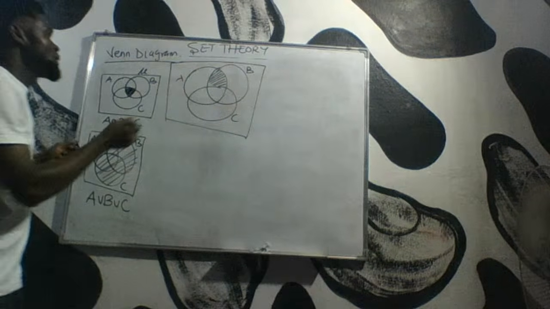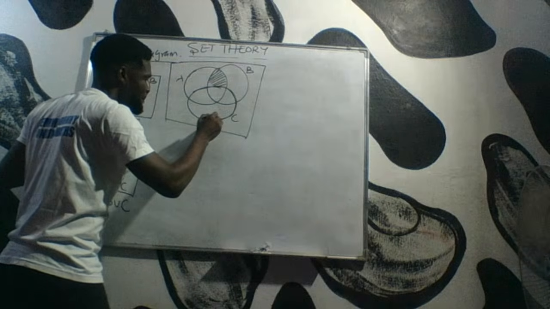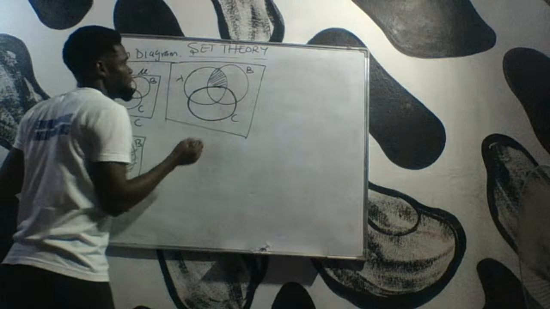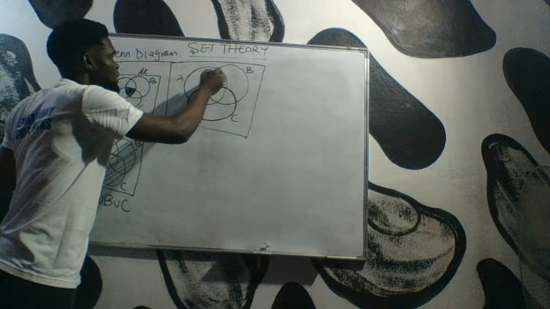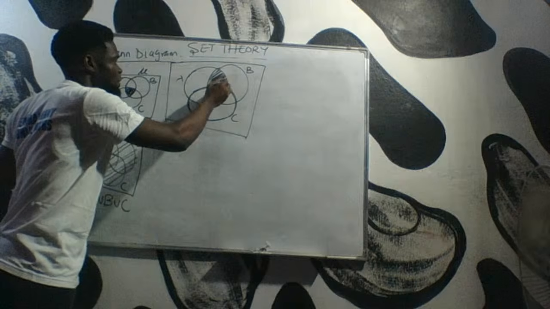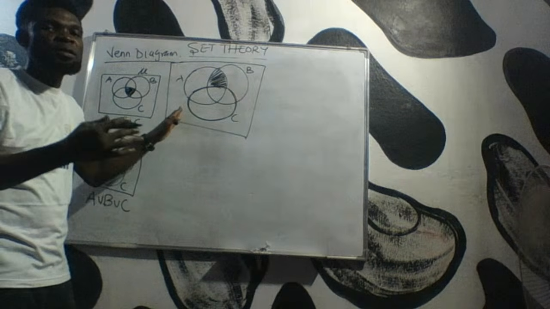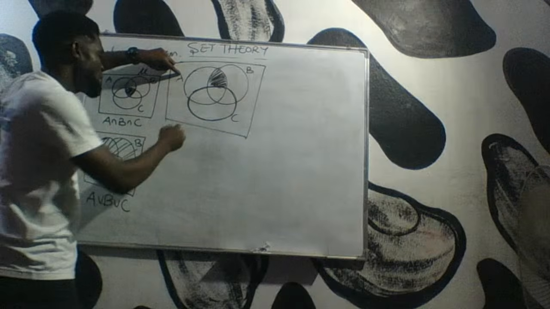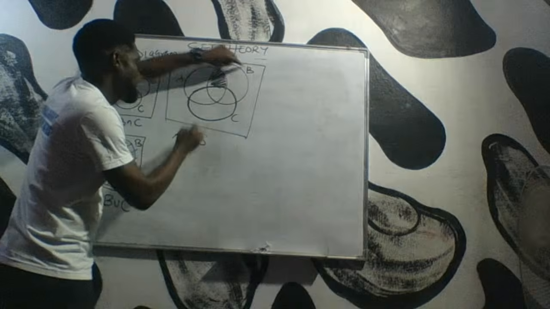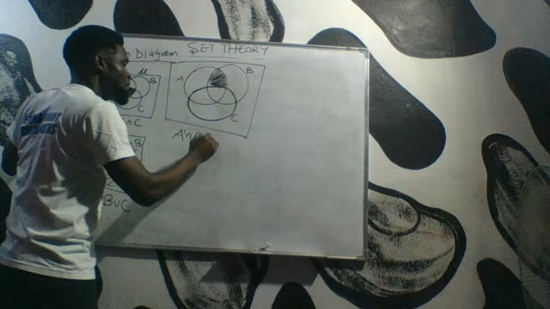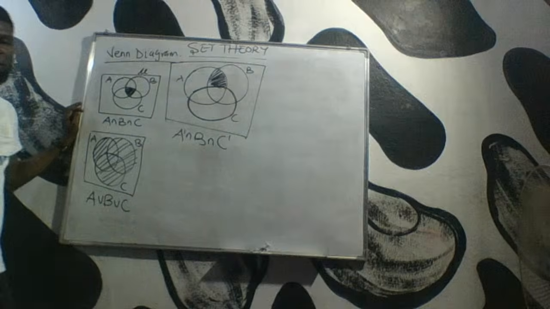you can see that the elements of set C are completely out. So the intersection is between A and B. This is where A and B intersect. It therefore means that C is out of it, which means C complement. So that will be A intersection B, where A and B intersect here, then intersection C complement, because C is out of it.